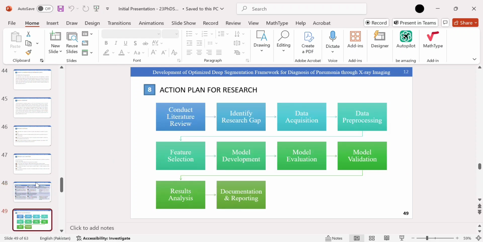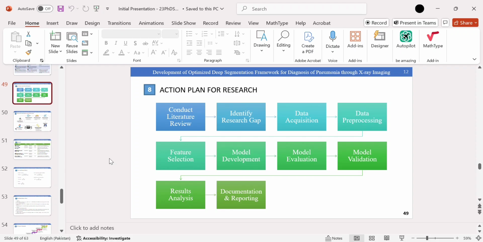This is the action plan for the research: conduct a literature review, identify the research gap, data acquisition, data pre-processing, feature selection, model development, model evaluation, model validation, results analysis, and the documentation and reporting.